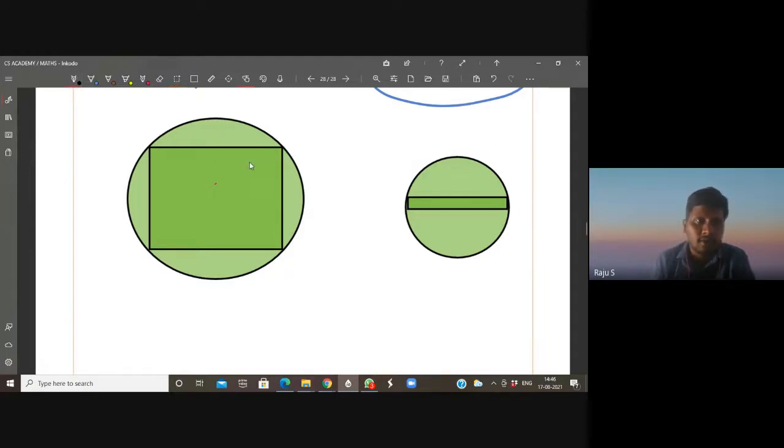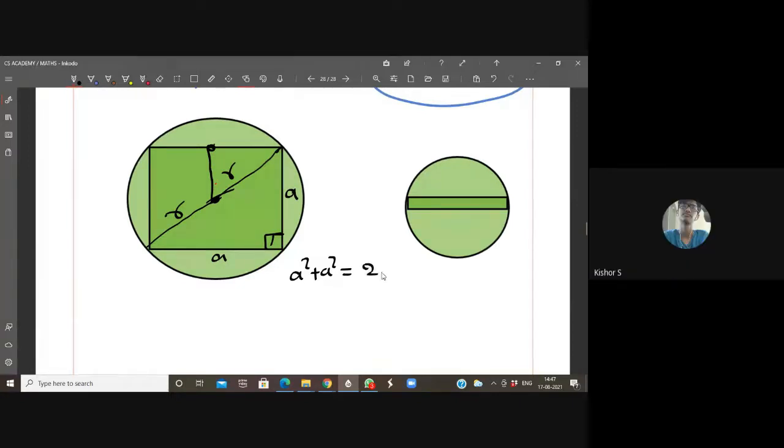Square. If I take this as the radius, this is the radius. So what about the side? With the help of this diameter, this is r. This is a right angle triangle. The diameter becomes the hypotenuse of this right angle triangle. From this, what about this side? Let us take it as a. What is a in terms of r? a square plus a square is equal to, with the help of Pythagoras, (2r) whole square.